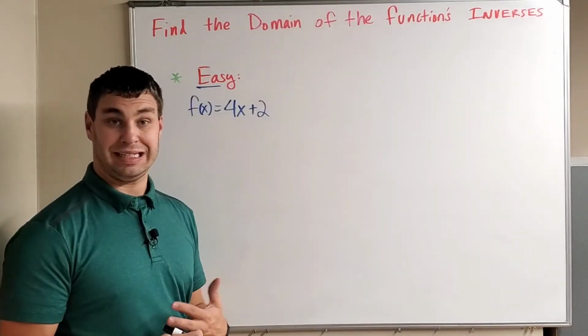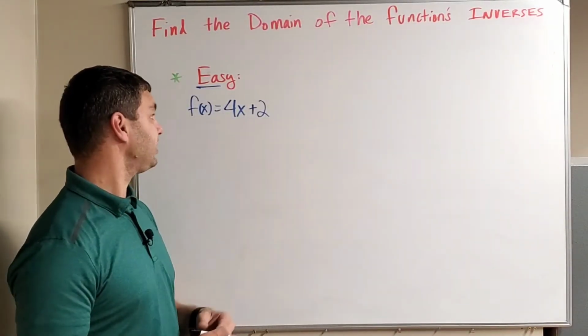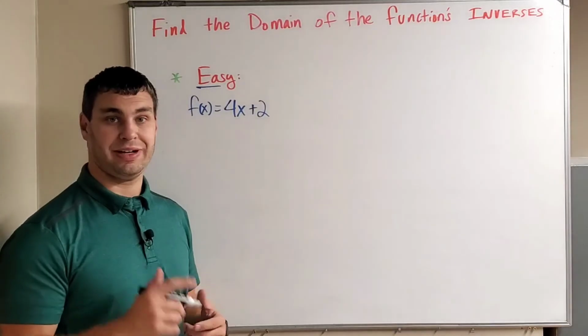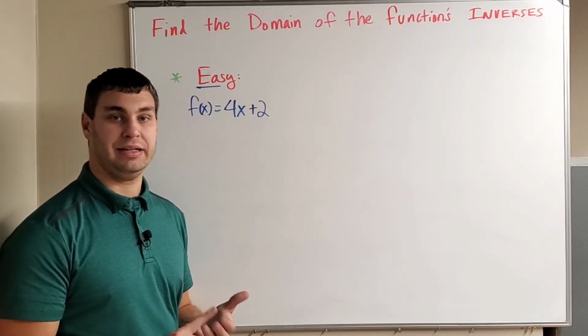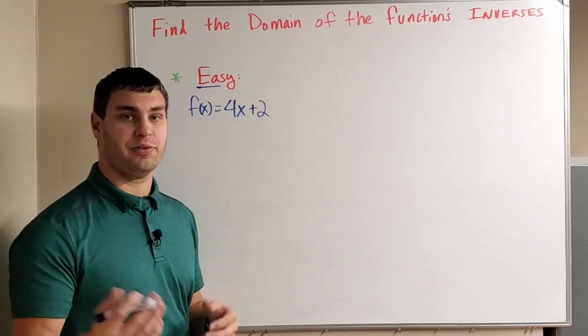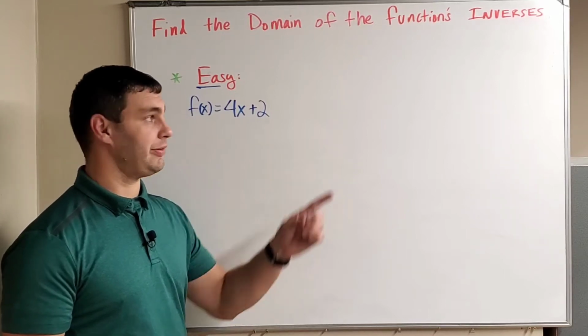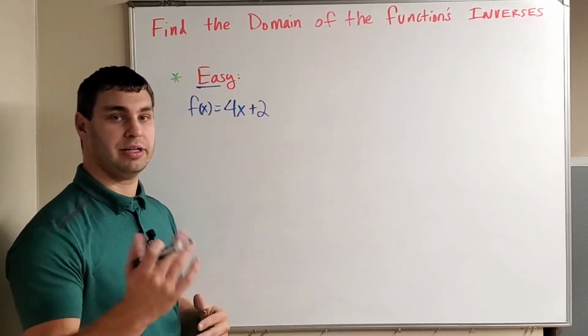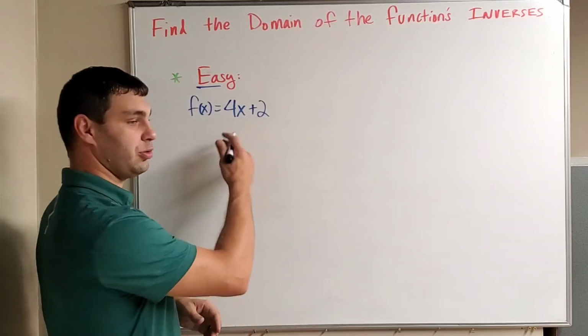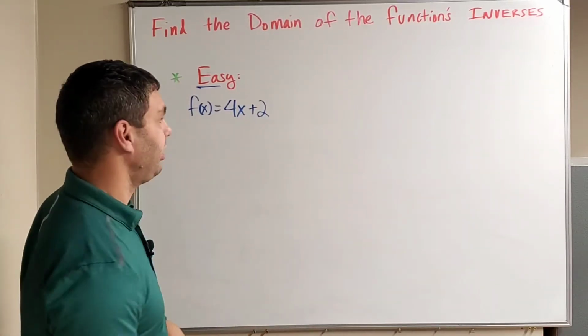All right, guys, first example, the easy example, says f of x equals 4x plus 2. We're going to find the inverse of this, and then we can find the domain and the range of that inverse. Remember, if you forgot how to find the inverse of these functions, I have a video up here that you can watch. Go ahead and click that. But if you remember, let me do this quick, and then we'll find the domain and the range of that inverse.